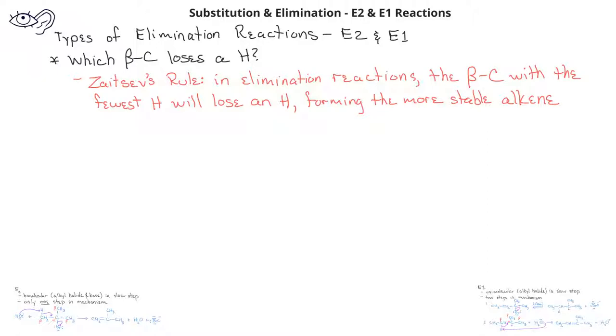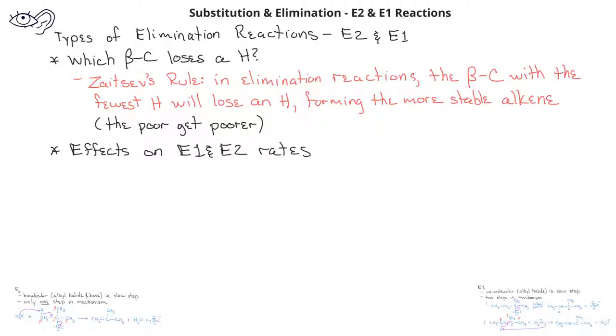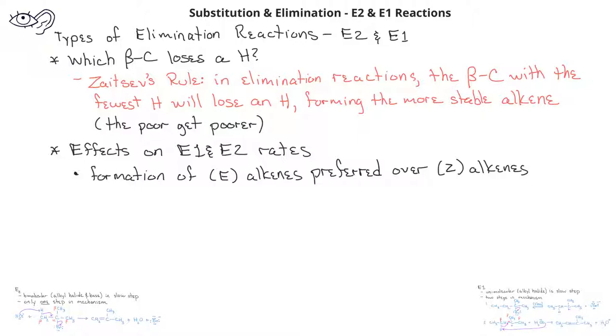Another way of looking at Zaitsev's rule is that the poor get poorer. Whichever carbon has fewer hydrogens will lose one of those hydrogens. In terms of the rates of elimination reactions, formation of E configuration alkenes will be faster and preferred over alkenes that have a Z configuration.